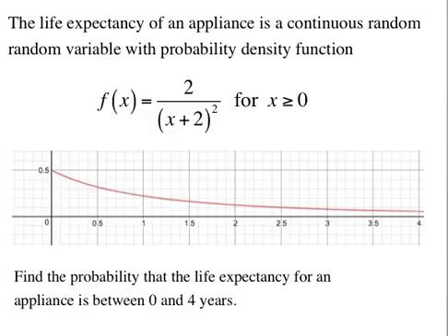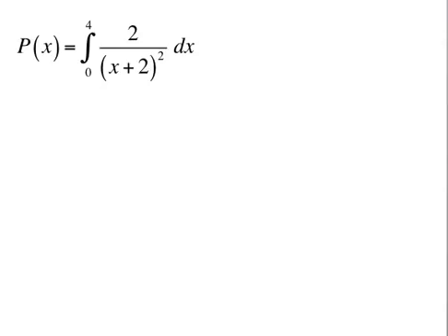So here's the question we want to ask. Find the probability that the life expectancy for an appliance is between 0 and 4 years. That will require us to integrate this function from 0 to 4. And the value of that integral will be the probability that we'll get between 0 and 4 years from this appliance. So let's quickly do that integral.